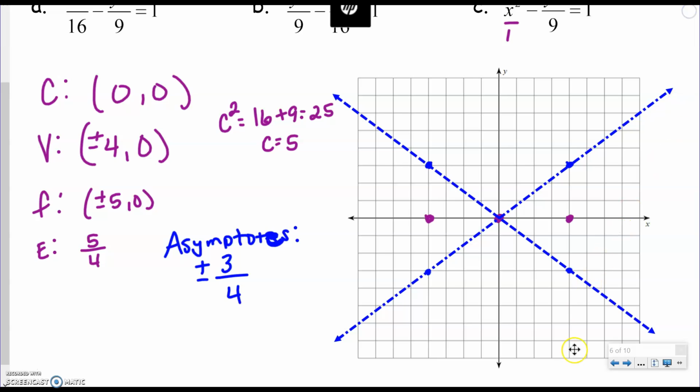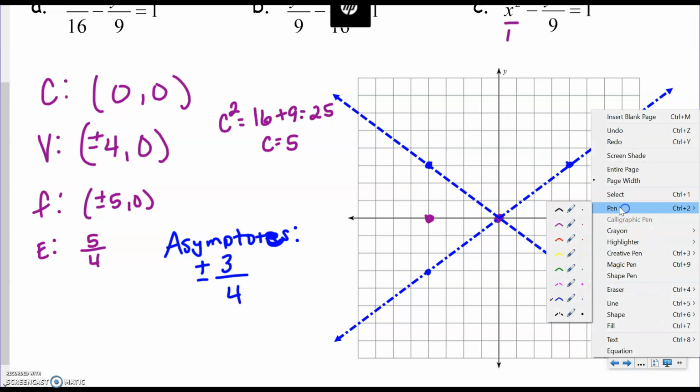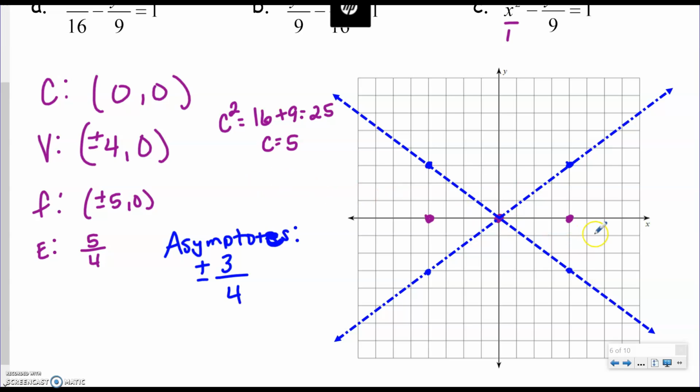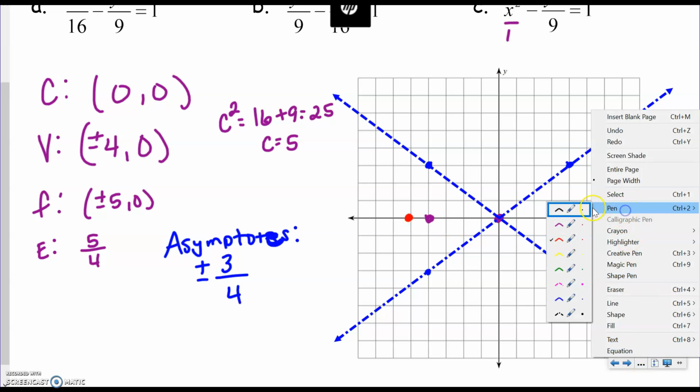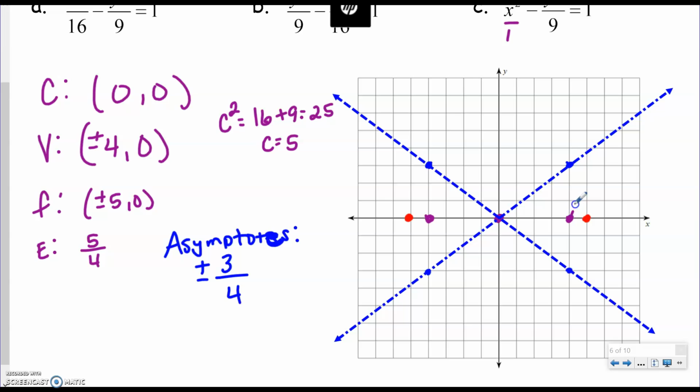We're good there. Okay. Last thing we're going to do is plot our foci. And I'm going to go ahead and change those to different colors. So I have positive 5 and I have negative 5. And I'm going to go ahead and draw in my hyperbola. And remember, it is going to get close to your asymptote. Okay, it's going to hug your asymptote. In this case, it will not cross. Sometimes they do. Sorry, it's a really bad part of a hyperbola. And that's it.